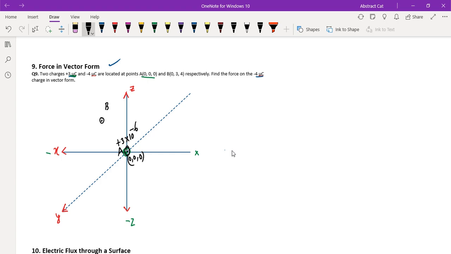Actually that's not the x axis. That is actually from here. That is 3, that is 4, that is the (0, 3, 4) point. Now the resultant is that.